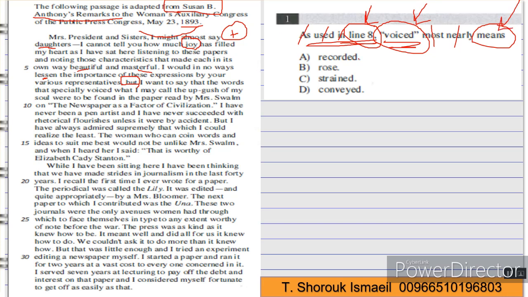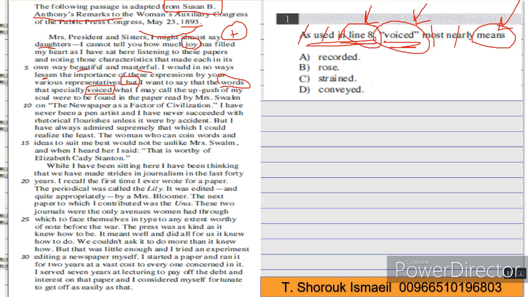Now, as we said, we never look at the answer choices in the beginning. Now I understand my target. I want to find the word voiced in the passage. It said line 8. This is line 8. Okay, voiced. What I may call the upgush of my soul were to be found in the paper read by Mrs. Swamp. Let's come to one by one, bit by bit. Here, words. What about them? Were voiced. I understand that this word is a verb. Actually looking for a verb.